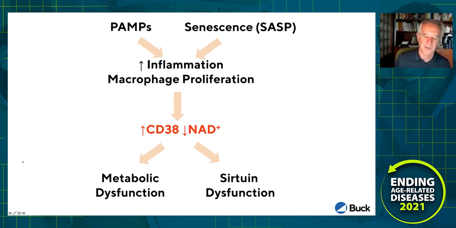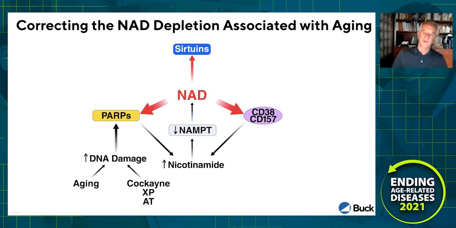Now, we believe that this depletion of NAD leads, again, as we started off, to metabolic dysfunction and sirtuin dysfunction. Now, this is quite interesting, but perhaps the most interesting aspect of all this is: what can we do about this? And what I'm doing here, I'm showing you the graph that illustrates the competition between sirtuins and PARPs and the different ways in which we think we could be intervening in this process.